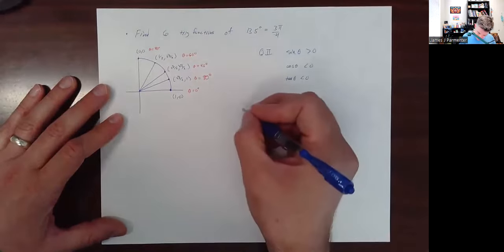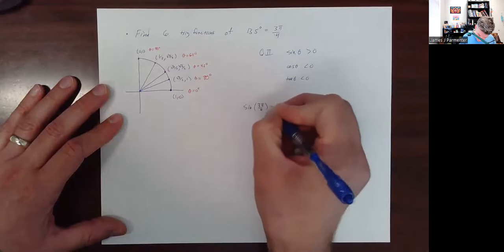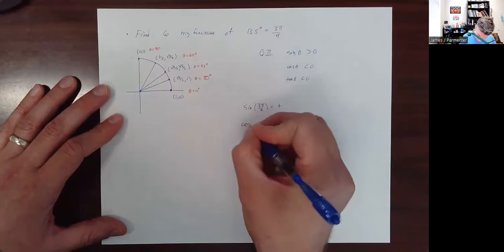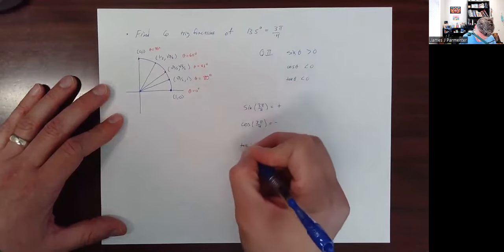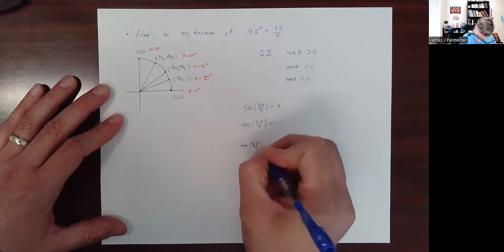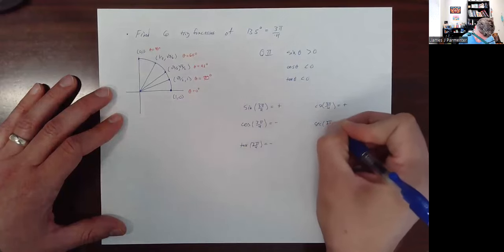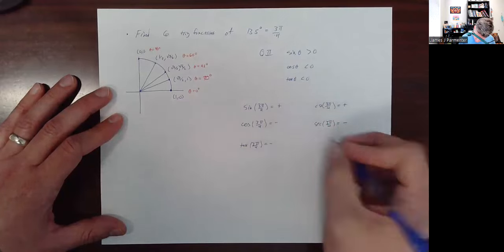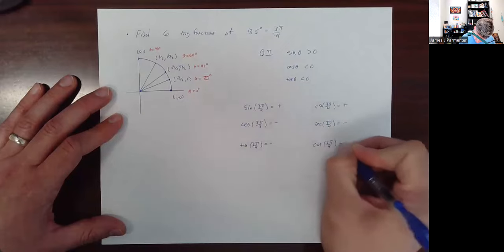So I'm going to start writing this down and say, okay, sine of 3 pi over 4 is going to be positive. Cosine of 3 pi over 4 is going to be negative. Tangent of 3 pi over 4 is going to be negative. And then the reciprocals: cosecant, don't forget the little c there, of 3 pi over 4 is going to be positive as well. Secant of 3 pi over 4 also negative. Cotangent of 3 pi over 4 also negative.